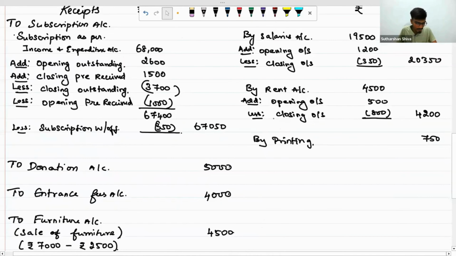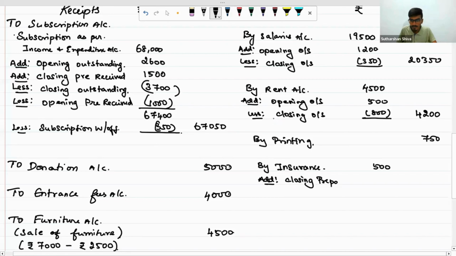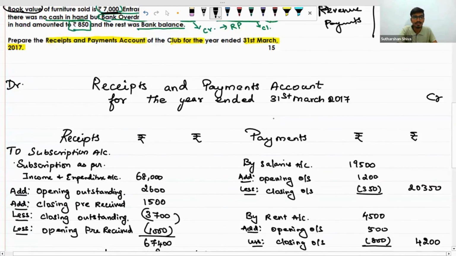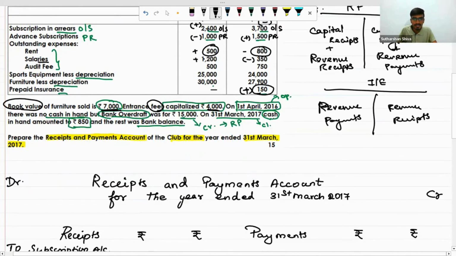Yes, we are going to add this prepaid expense. What is the prepaid value they have given? By insurance, what is the value? Insurance is 500. Add closing prepaid. What is the closing prepaid? 150 is the closing prepaid. So the total value becomes 650. Then what is the adjustment they have given? Audit fees is 750 they have given. Check any adjustments. Yes, we will add this and we will subtract this.